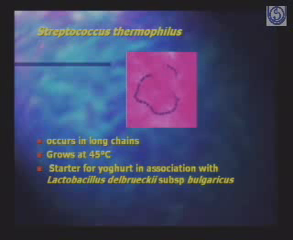Under the Lactococci, we have one more bacteria, that is Streptococcus thermophilus. How is it different from Lactococci? First, it occurs in very long chains. The chains can be from 18 to 20 cells long. It grows at 45 degrees C, and this microorganism is used as a starter for yogurt in association with Lactobacillus bulgaricus.